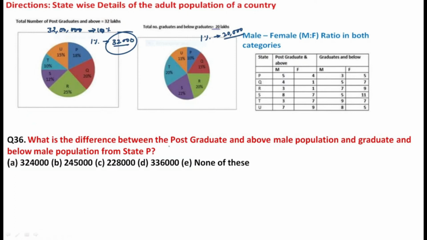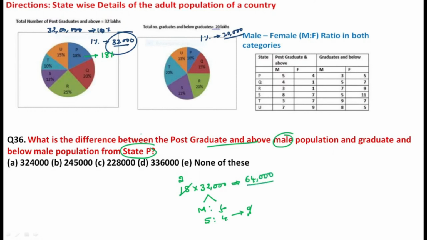What is the question? What is the difference between the postgraduate and above male population and graduate and below male population of state P? Take it as state P, 18%. And 1% is 32,000. Now 18% is equal to 18 into 32,000. Now divide the male to female ratio of postgraduate and above for state P, which is 5 is to 4. It means there are 9 members, males are 5, females are 4. 9 becomes 2 times 32, which is 64,000.